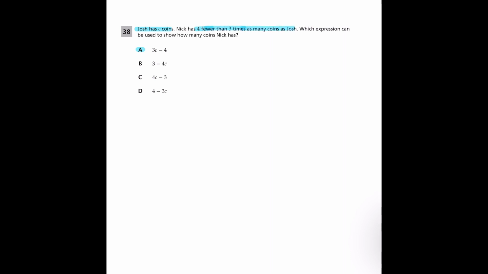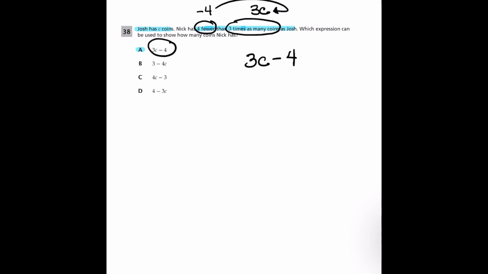So two things are happening here. 4 fewer, I know that means I'm subtracting 4 from something. And 3 times as many coins is 3C. But that then tells me that this has to come after the 3C. So I have 3C minus 4, which is here.